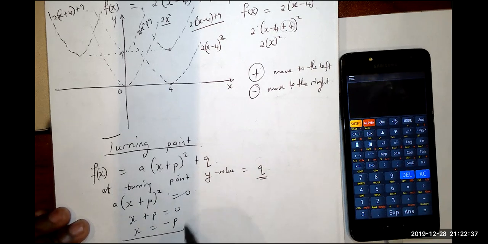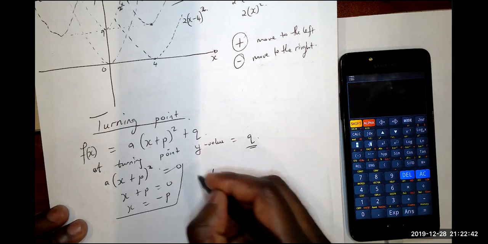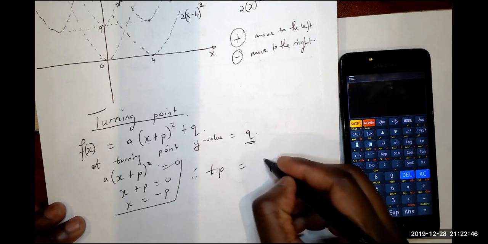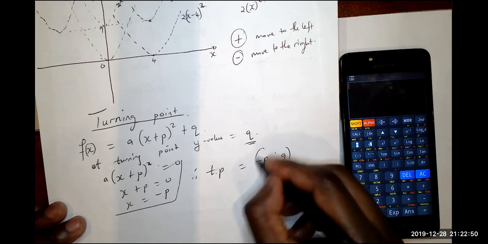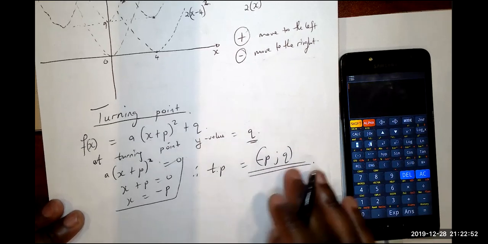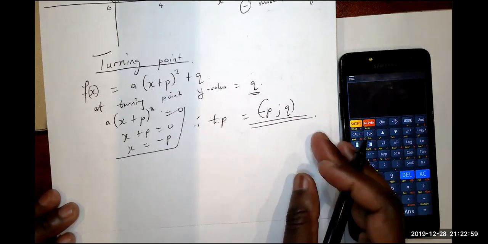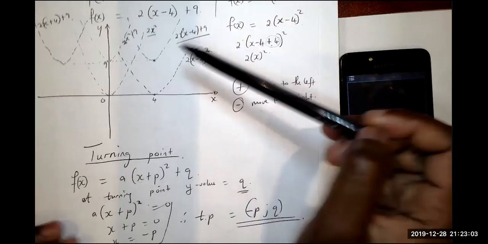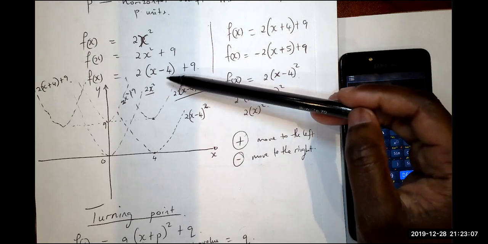So at every turning point, you get it by saying negative p, q. That's it. Negative p, q. That's your turning point. Now, you may want to understand why we are saying that, so let's have an example of whatever we are having here.